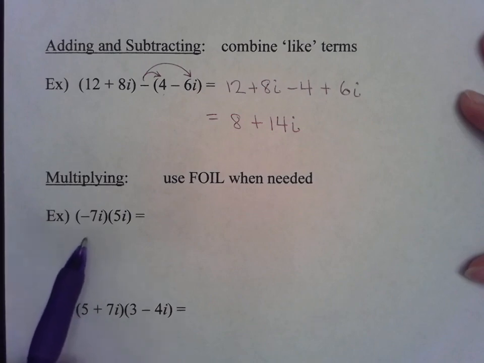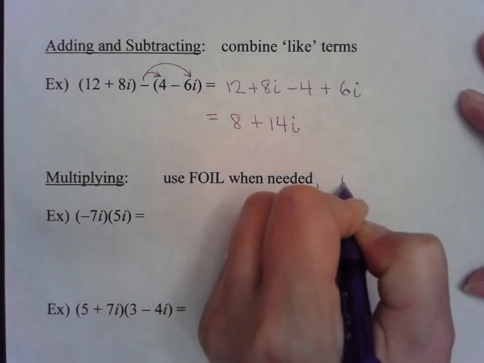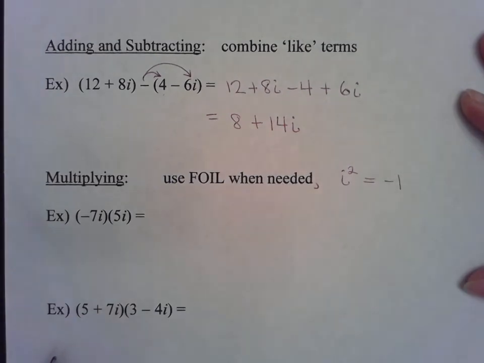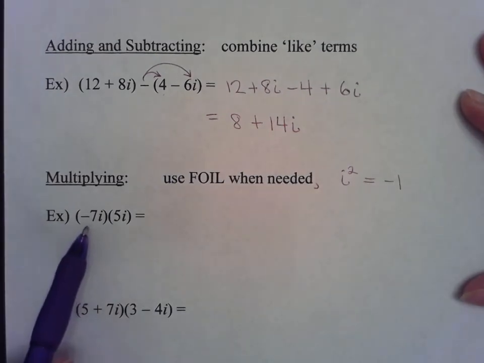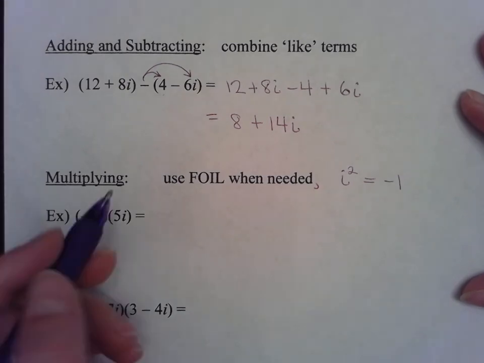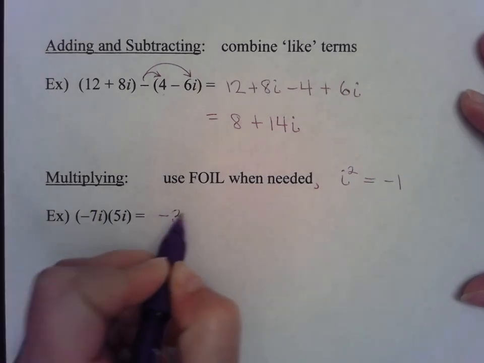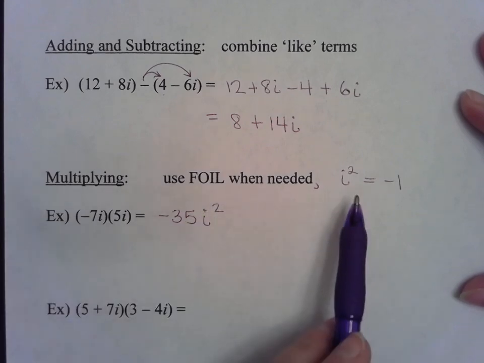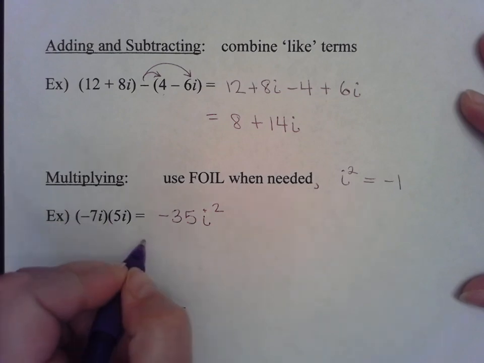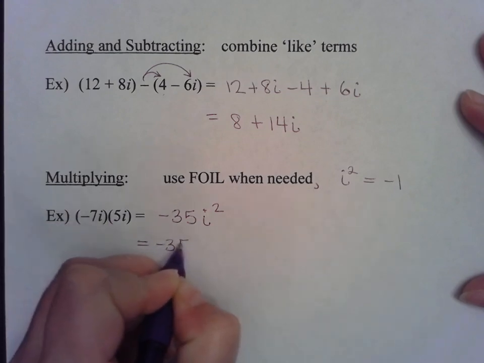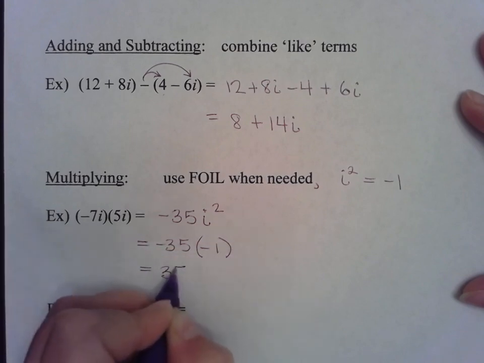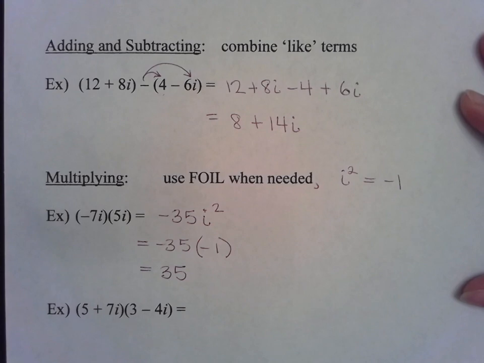Okay, in a similar way, we could do multiplying. So remember that we said i squared equals -1, because that may come into play here when we multiply. So I could multiply this together if I'm treating the i like a variable. i times i would be i squared, but we said i squared was -1. So this would be the same as -35 times -1, which is just going to change the sign to +35.